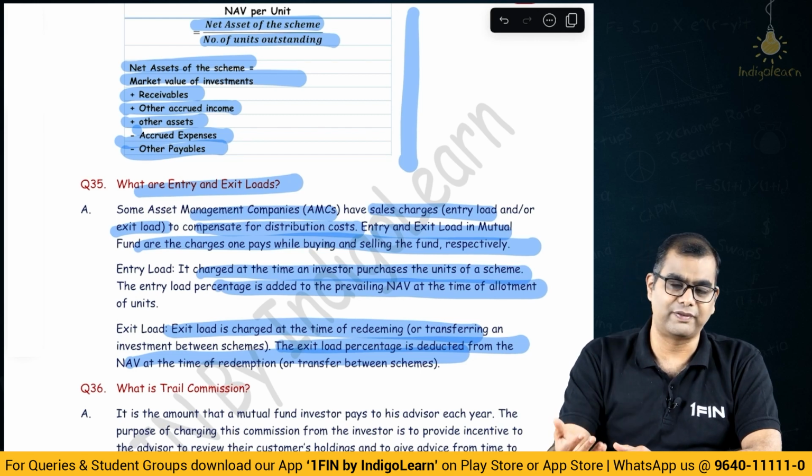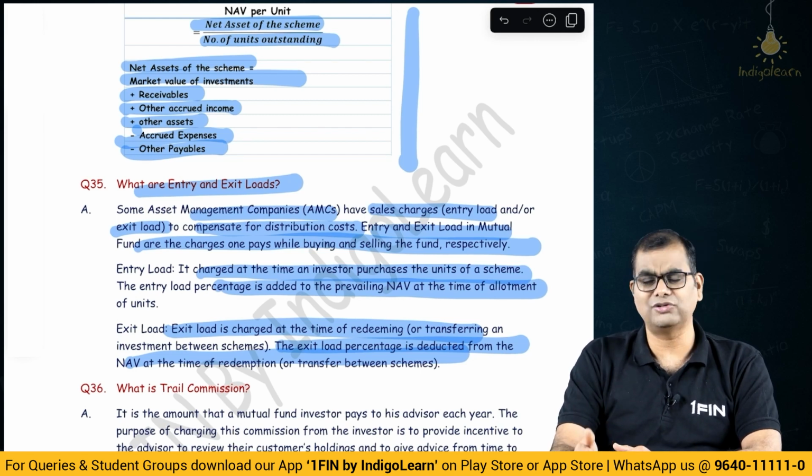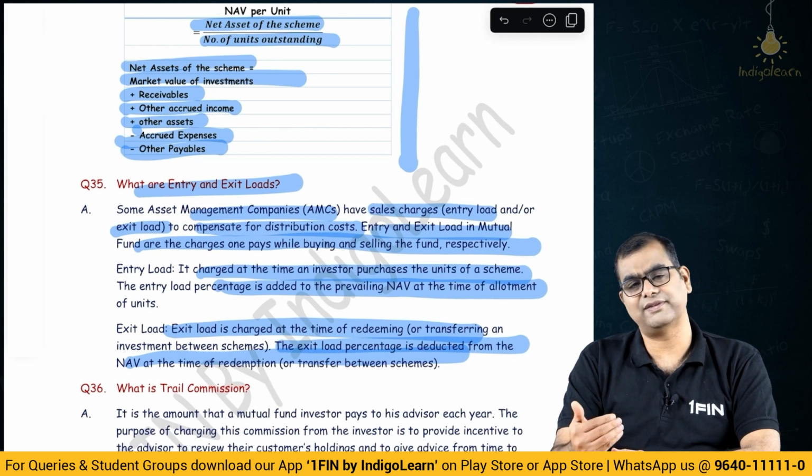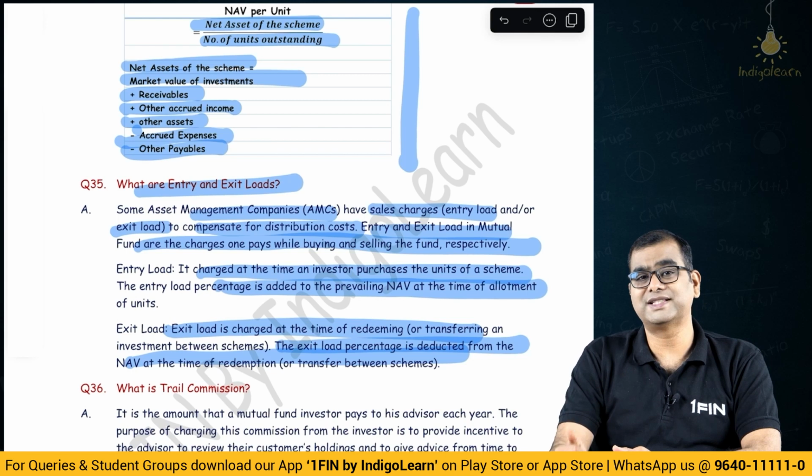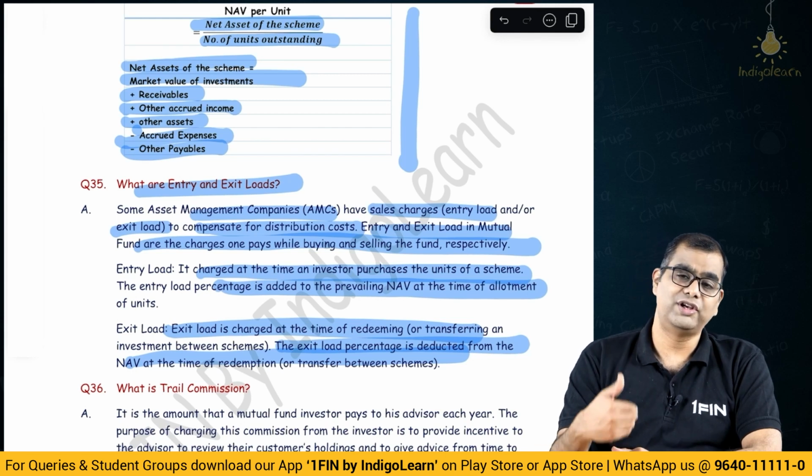So, anyone coming up in between has to pay this entry load. Now, this entry load, there are regulations of SEBI again, they have come down substantially, but the concept of entry load is still valid. Then you have something called exit load. What is an exit load?